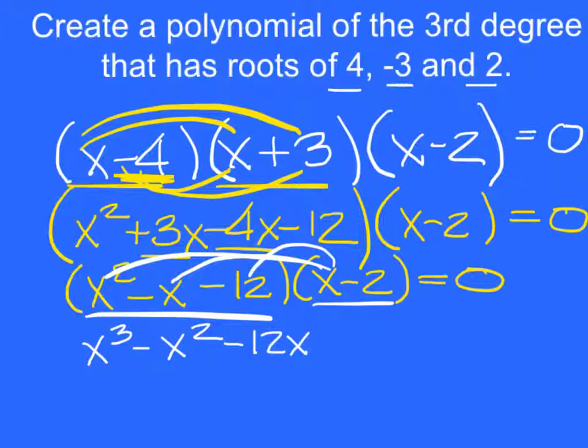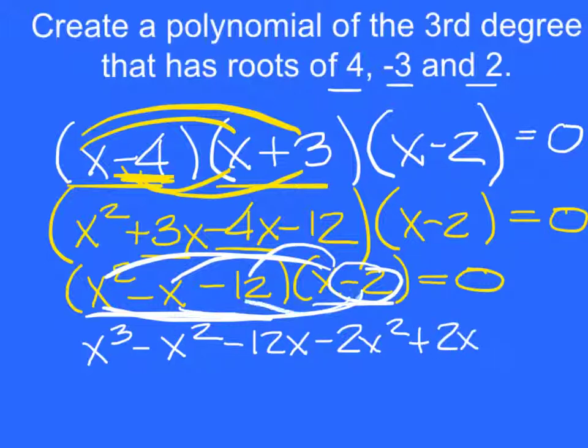Now shift over to the minus 2 and do minus 2 times x squared is minus 2x squared. Minus 2 times minus x is plus 2x. And minus 2 times minus 12 is plus 24. And don't forget the equals 0.